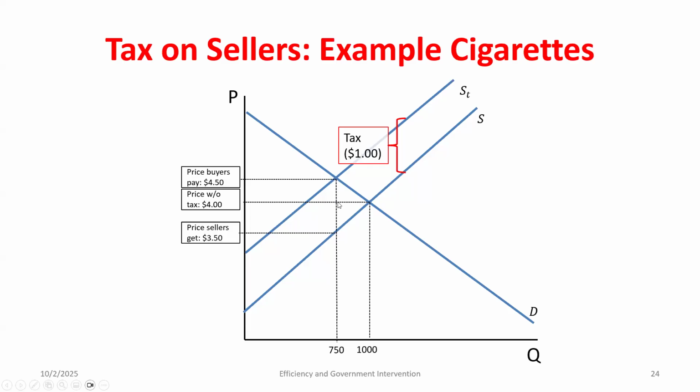Because what's the difference between these supply curve and the supply curve with the tax? The value of the tax. Right? So that difference between the price the consumer pays and the seller keeps will always be that value of the tax.